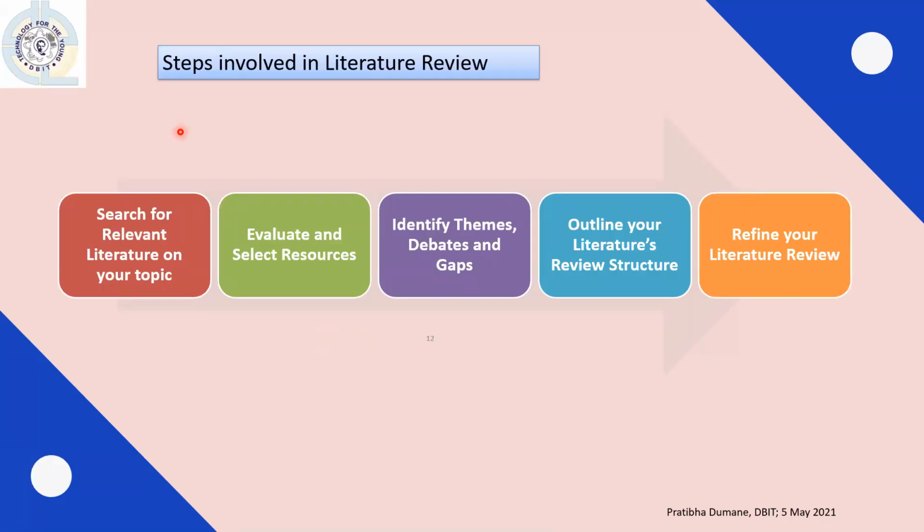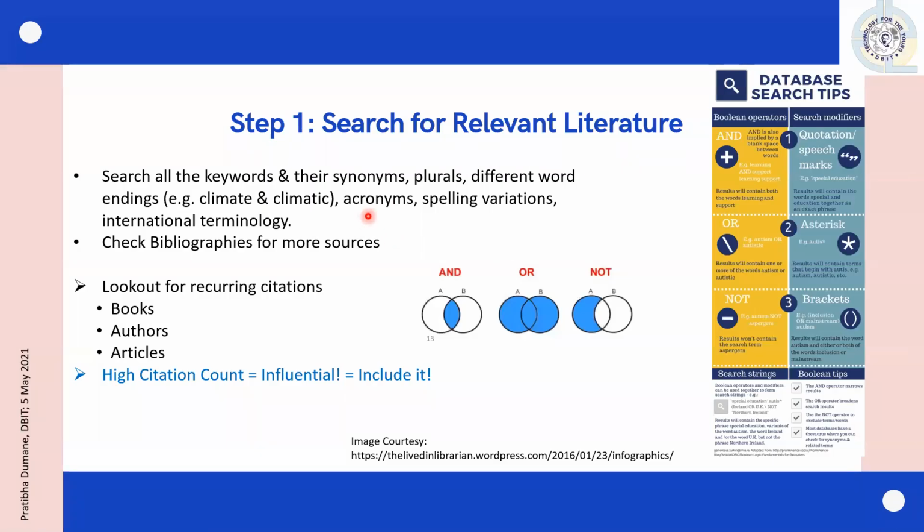You've already studied the steps involved in a literature review. These are: search for relevant literature on your topic, then evaluate and select the resources, identify themes, debates, and gaps, outline your literature review structure, and finally refine your literature review. So let us see each of these steps one by one in more depth. So the first step is searching for relevant literature.